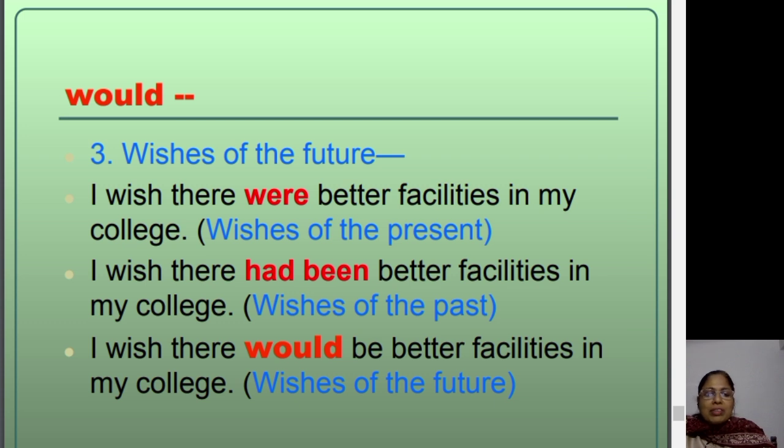Wishes of the past. I wish there had been better facilities in my college. When I was a student, it means the facilities have improved in the present time, but they were not like this when I was studying, that is in the past. Wishes of the future. I wish there would be better facilities in my college. They are not good as of now, but I wish that thing to happen in the future.